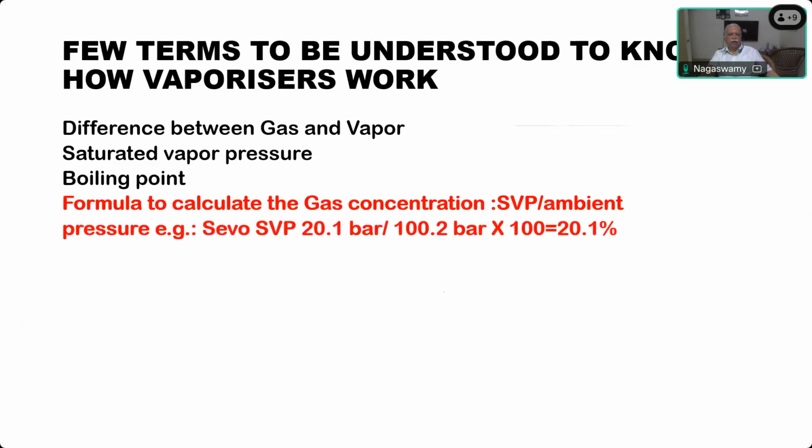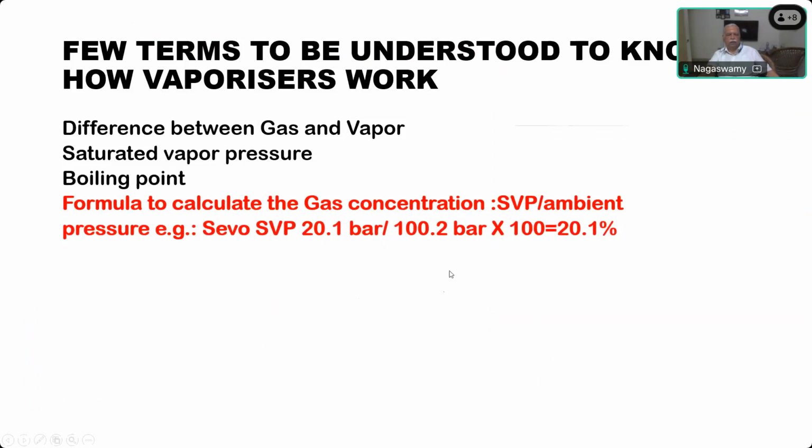So how will you calculate the gas concentration, for which only you require this saturated vapor pressure. So the saturated vapor pressure of any liquid divided by the ambient pressure, you will get the gas concentration. For example, for thiofluorine, the saturated vapor pressure is 20.1 kPa, and the atmospheric pressure is supposed to be 100 kPa. Okay, so 20.1 divided by 100 multiplied by 100 as a percentage gives you 20.1% of thiofluorine.